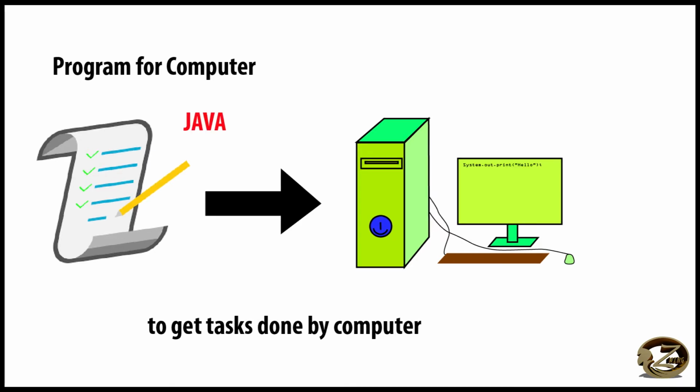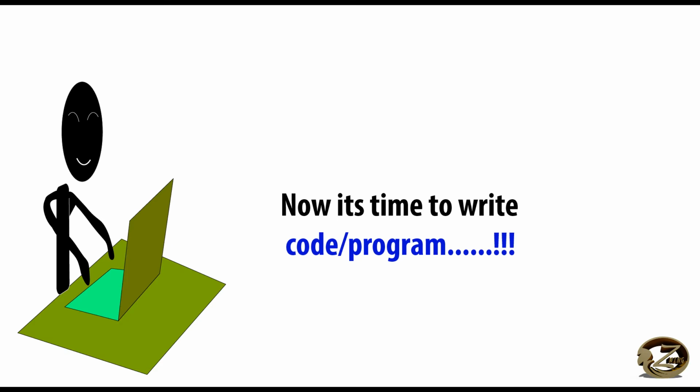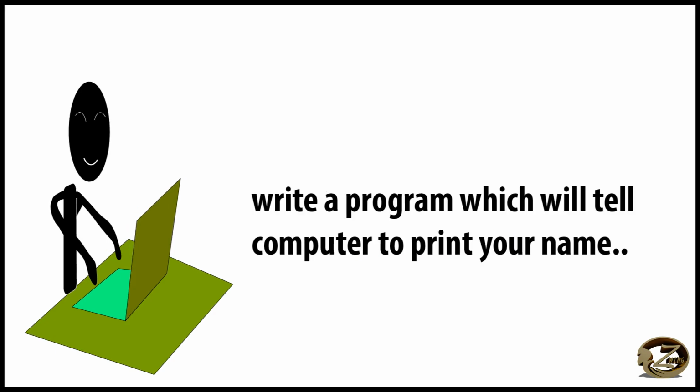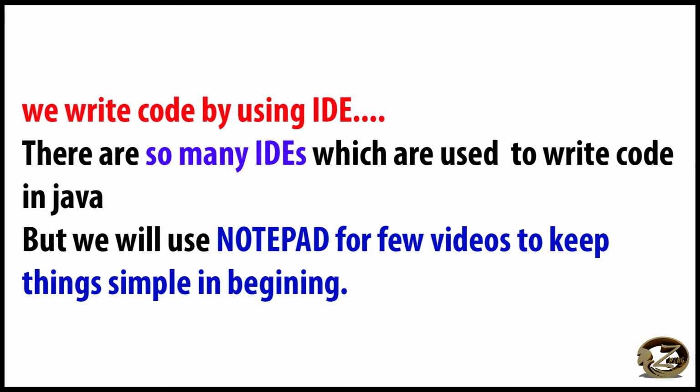Now let's see how we can write a program with which we can order the computer to perform tasks according to our wish. We are going to write a program with which we will tell the computer to print our name on the screen. For writing programs we have a variety of editors, or we call them IDEs as well, where we can write our code, compile it and run it.